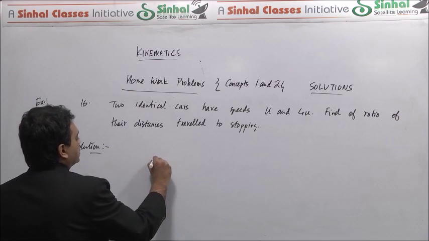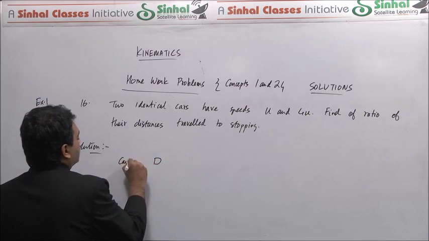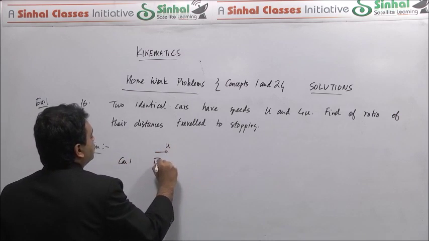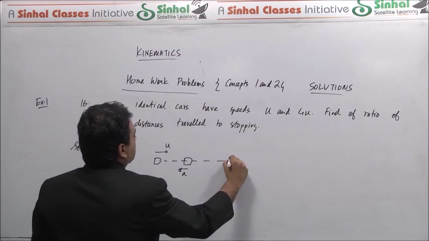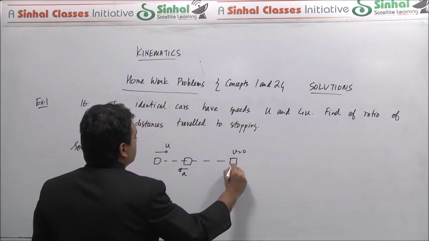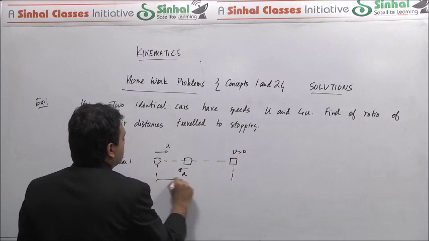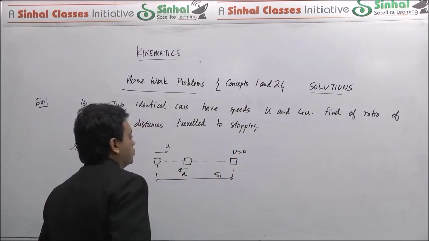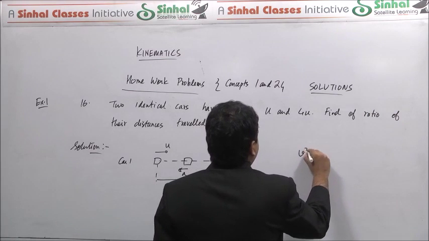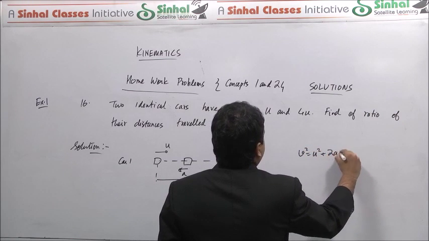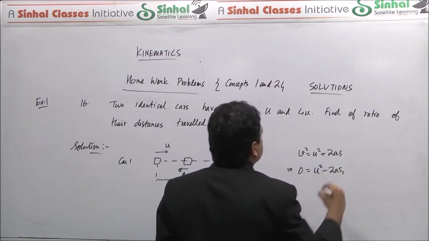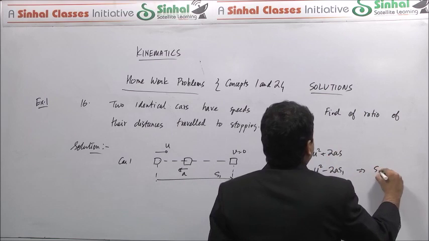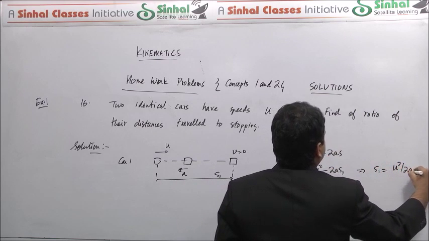So this is the first car. Traveling with the speed u. Now it starts decelerating at the rate a and comes to rest somewhere here. So this distance traveled is, let's say, s1. So we'll use the relation that 0 is equal to u square minus 2a s1. So that tells us that s1 is equal to u square by 2a.